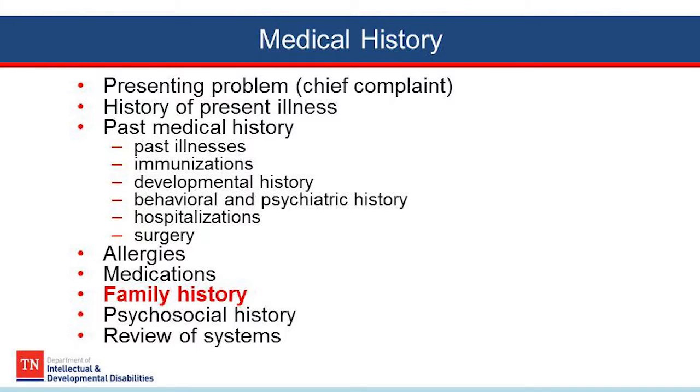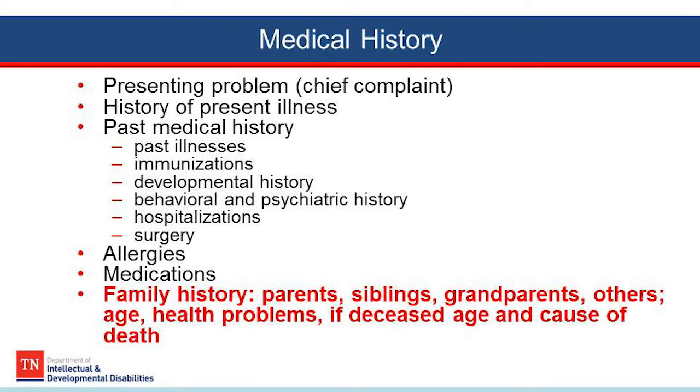Family history, you know, things can run in families, and so the closer the relative is, the better. Parents, siblings, grandparents, but then there's a sort of second level of other family members. It's helpful to know their age, any health problems, and if they're deceased, how old were they? You know, somebody who died in their 20s is certainly very different from somebody who died in their 70s, and it's helpful to know what was the cause of that relative's death.